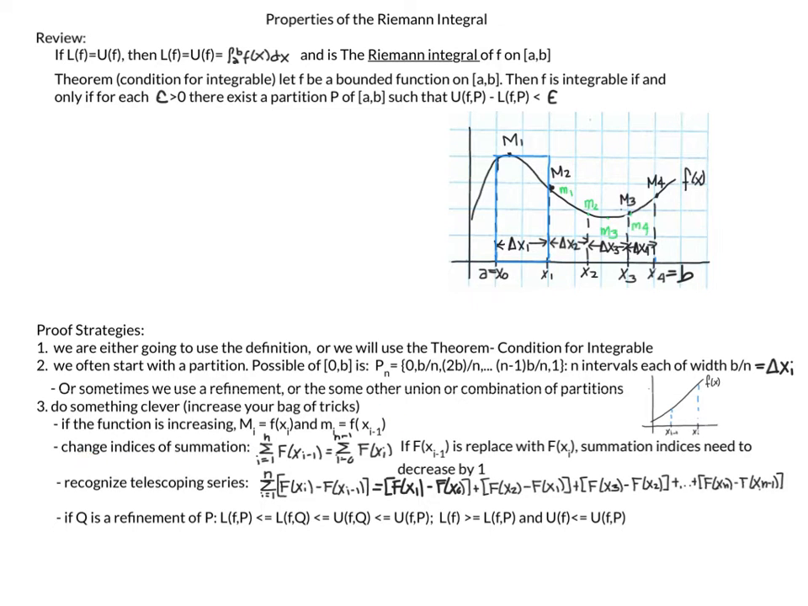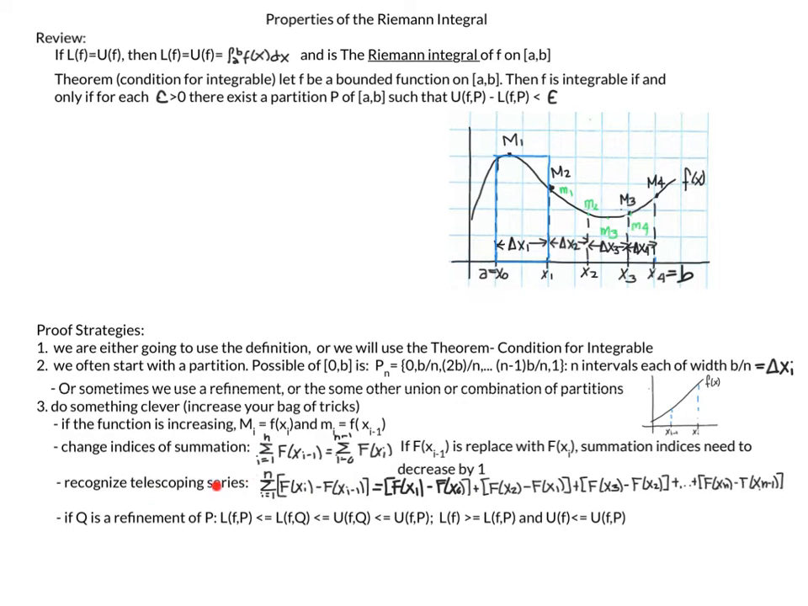Also, changing indices of summation. If you want to combine f of x_{i-1} with something with an x_i, you can change this index from x_{i-1} to f of x_i. But what that means is instead of starting at 1, you have to start 1 back. Since you added 1 to here, these indices have to subtract 1. So you would go from i equals 0 to n minus 1 instead of i equals 1 to n.